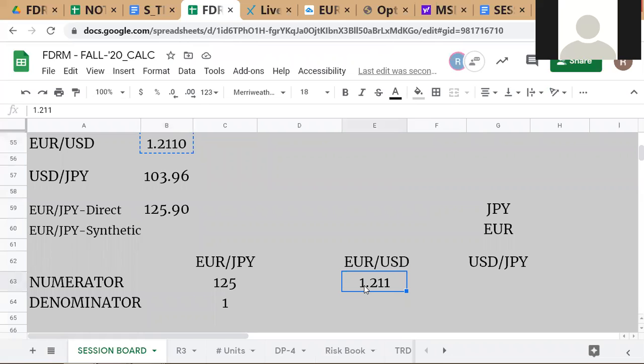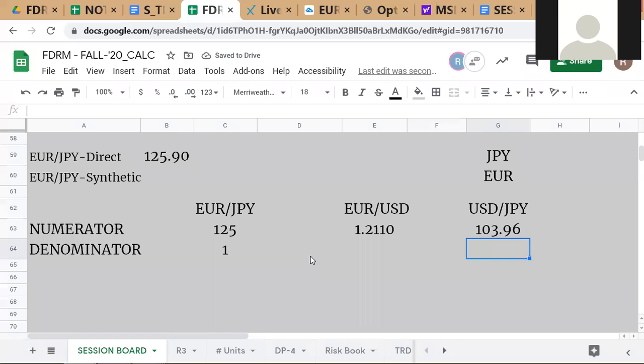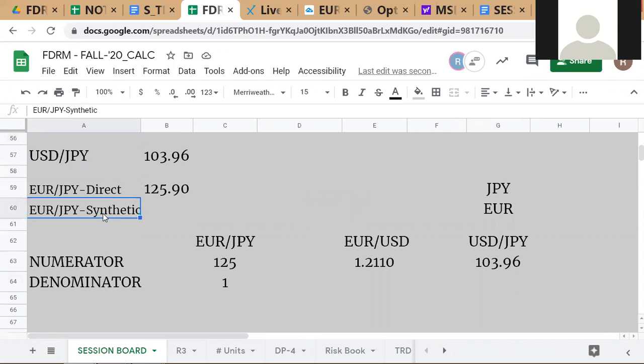And in the case of dollar yen, 103.96. Okay. So how should we write the synthetic Euro yen formula? It should be pretty simple. If I want to get a synthetic Euro yen, first let's think about it mathematically.